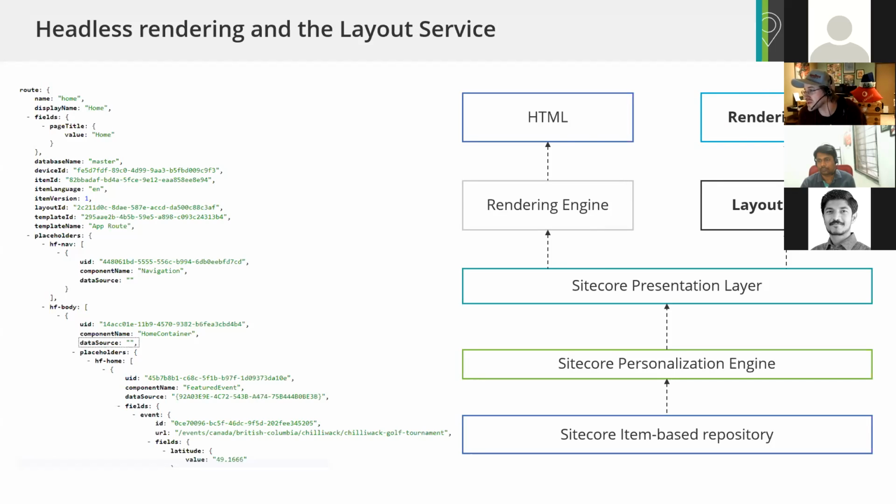With JSS, we introduced the layout service. And the layout service actually takes your pages and outputs them not as HTML, but as JSON. So it has a JSON tree structure that includes all the placeholders on the page, the components within those placeholders, as well as associated data sources. And with that, you're able to use our rendering SDKs external to Sitecore itself to render that content to markup or to whatever other channel you're looking to output that content to.